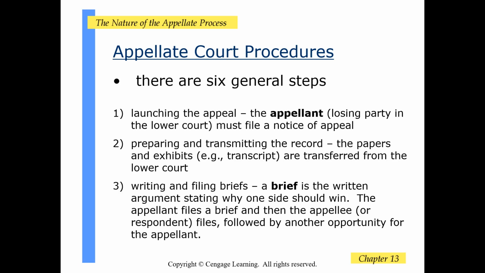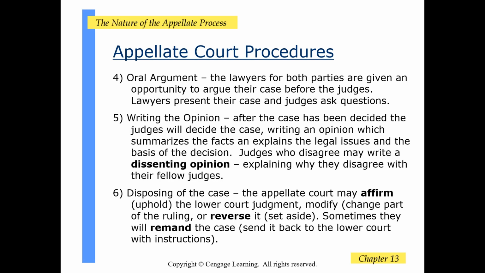The appellate court procedures generally follow 6 steps. Launching the appeal, where the appellant, the losing party in the lower court, must file a notice of appeal. Preparing and transmitting the record, where the papers and exhibits are transferred from the lower court to the appellate court. Writing and filing briefs. A brief is the written argument stating why one side should win. There's the oral argument, where lawyers for both parties are given an opportunity to argue their case before the judges.